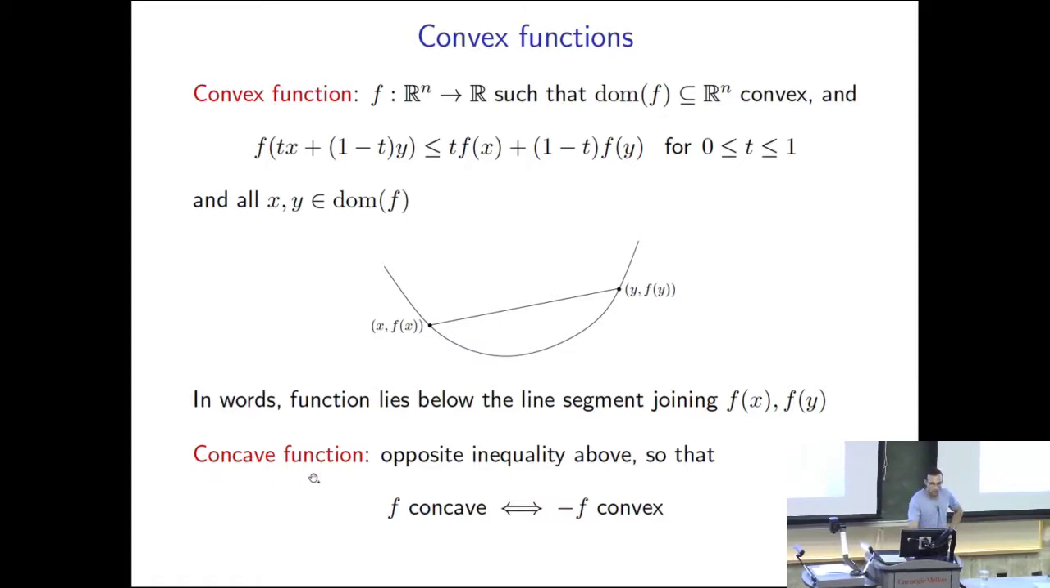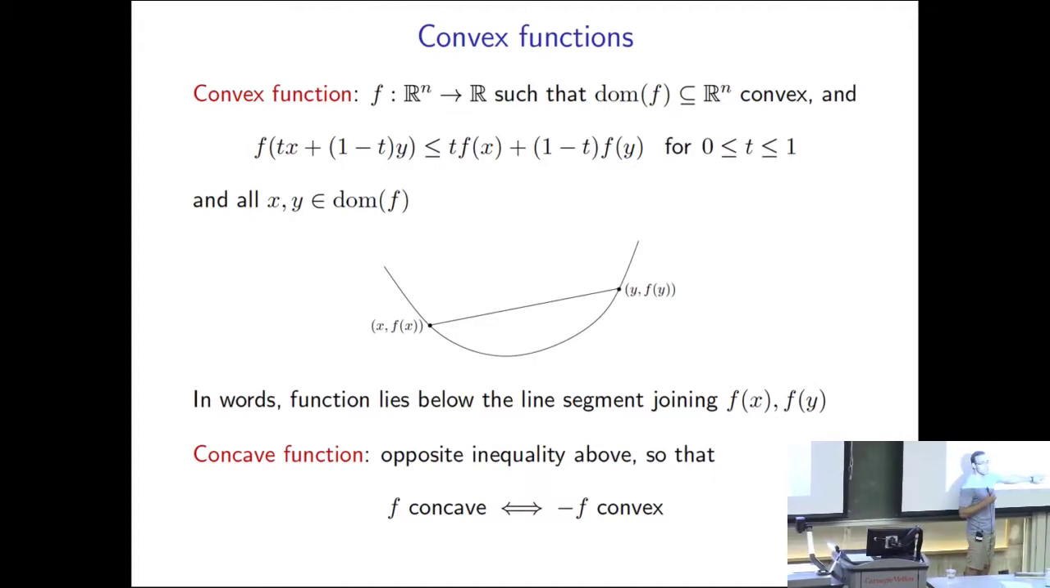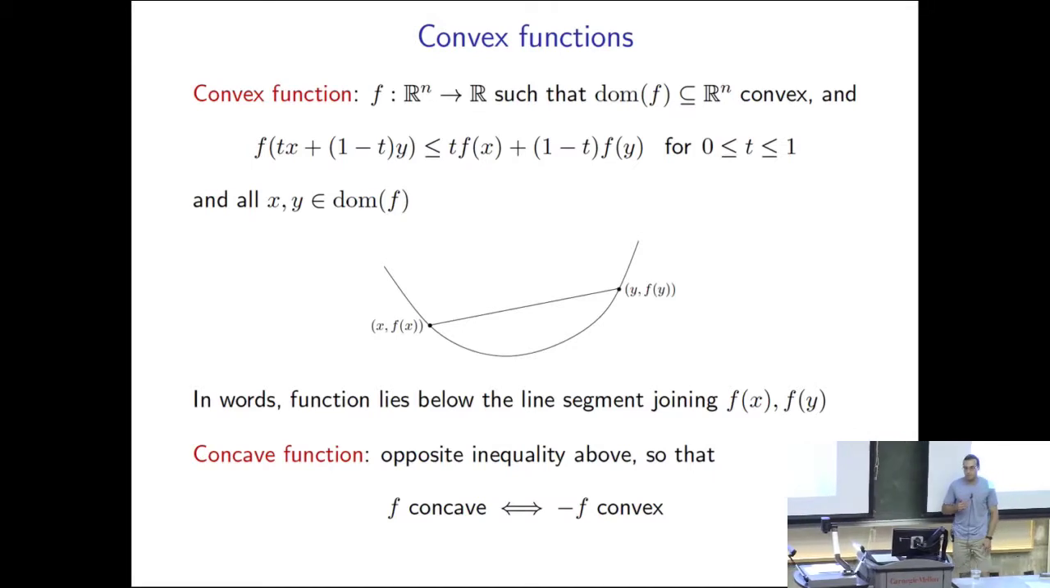A concave function is the opposite. It's a function for which the opposite inequality must hold: this must be greater than or equal to the right-hand side. And one thing that you'll see is that f being concave is equivalent to minus f being convex. So basically, I'm just going to tell you about convex functions. If you want to know about concave functions, apply everything that we say to minus f. It'll give you statements for concave functions.